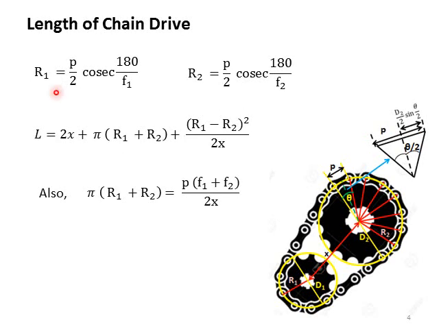The pitch circle radius of both the driver and the driven sprocket can be found via the formula that was used in the previous slide, which was the pitch equation. From the pitch equation, we can easily derive the pitch circle radius of driver sprocket and driven sprocket. For example, R1, the pitch circle radius of driver sprocket, is equivalent to P by 2 cosecant 180 divided by F1, whereas the pitch circle radius of driven sprocket, R2, is equivalent to P by 2 cosecant 180 divided by F2.